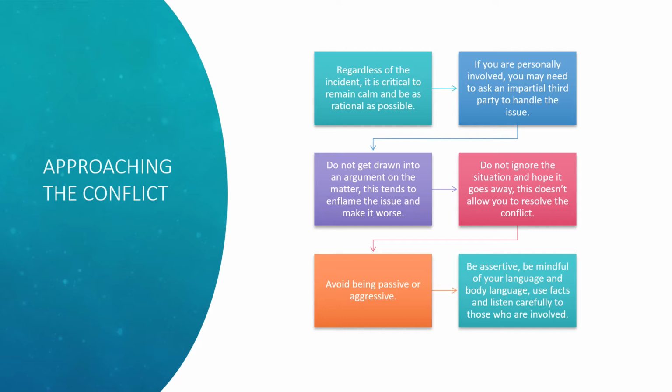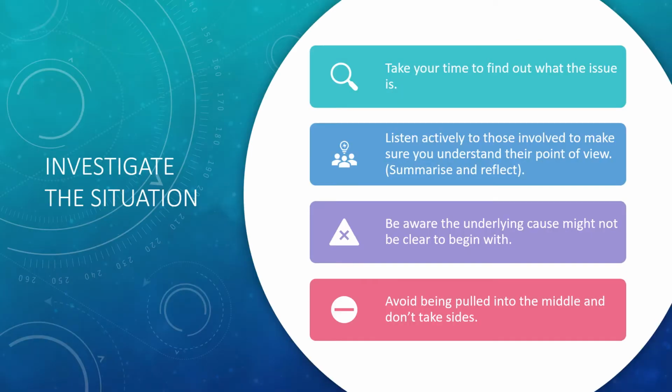Be mindful of what you're going to say, use facts, and also use active listening. So listen carefully to those who are involved. It's very critical. Listening is a very underrated skill. It's important to be a good listener. So once we've approached a conflict, we need to investigate it. Take your time to find out what the issue is. If it's a really big issue, it's important to get to the bottom of it.